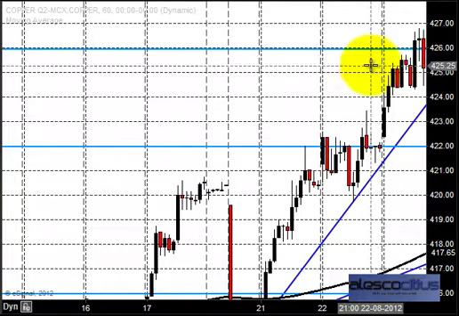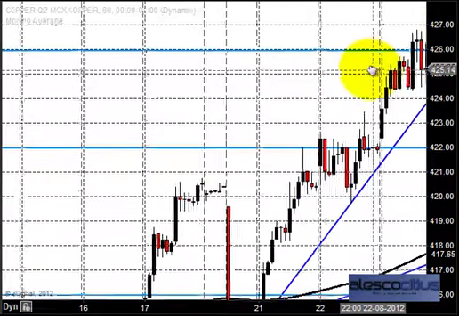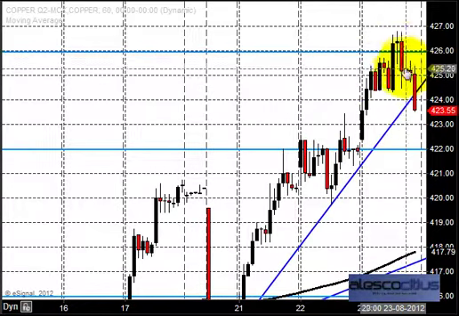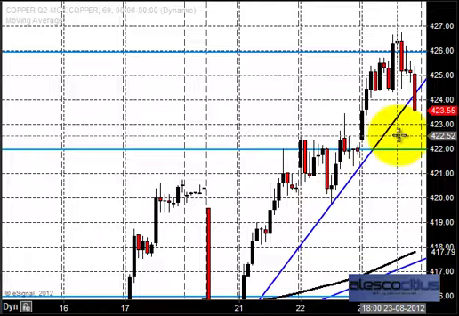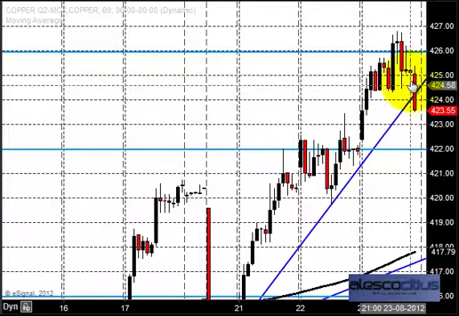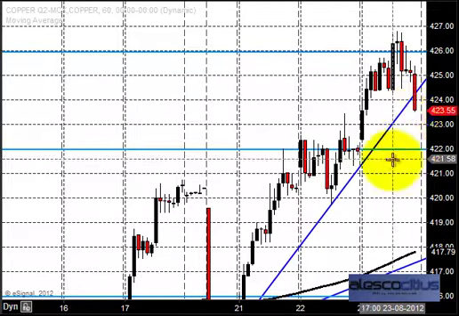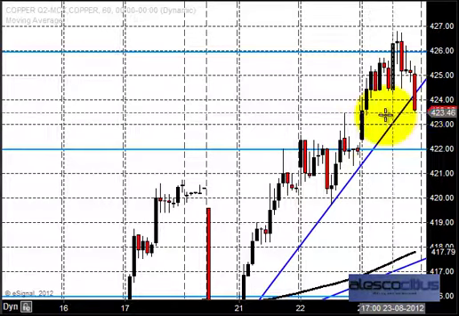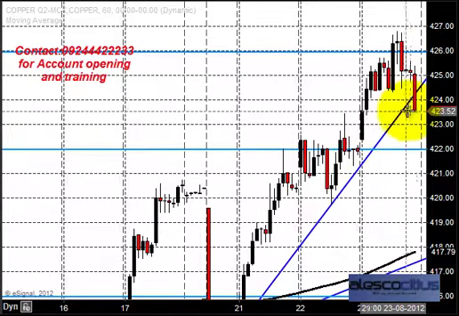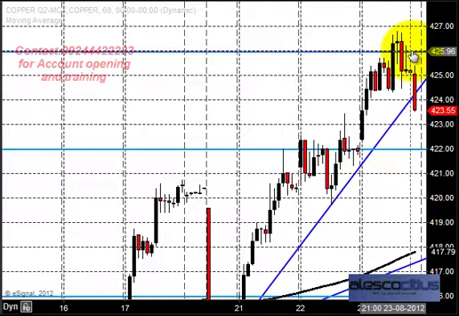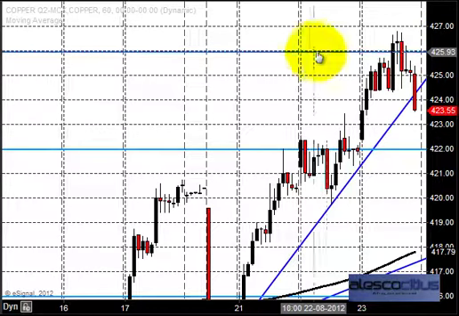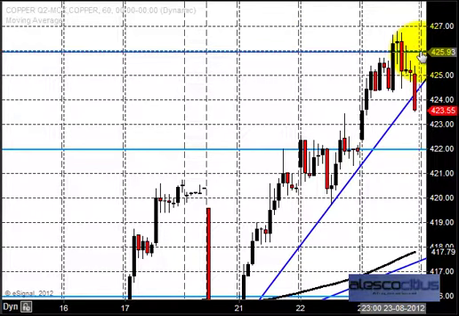It was unable to withstand above 426. That pushed the market down, and it closed around 423.55. So the closing was a bit lower, but when you compare to the price opening, it was higher. The market couldn't withstand this 426. That is the first case, and we should make a note of that. This 426 can be a good resistance zone.